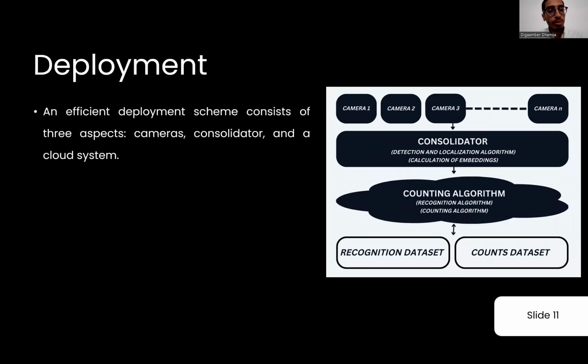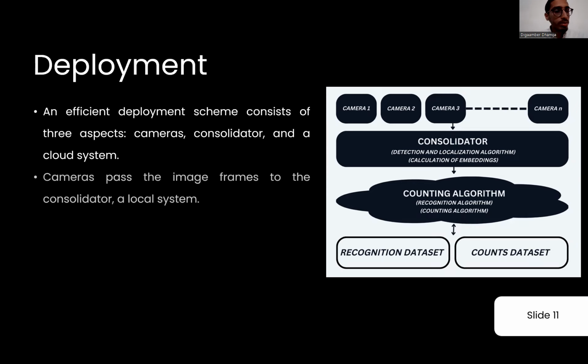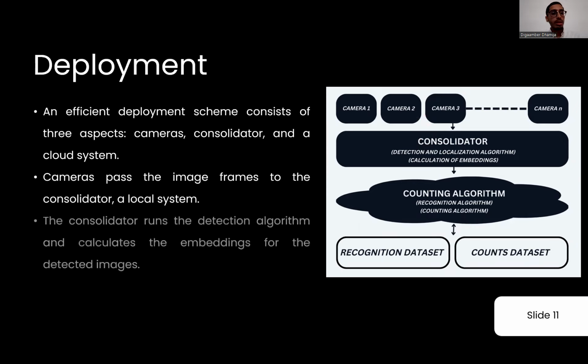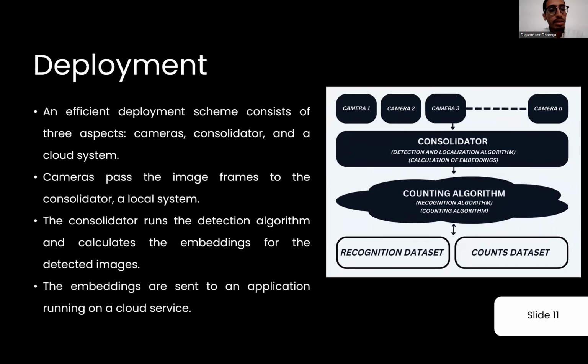An efficient deployment of the system is also proposed, which consists of three aspects: cameras, consolidator, and a cloud system. So the cameras pass the image frames to the consolidator, which is a local system. The consolidator runs the detection algorithm and calculates the embeddings for the detected faces. These embeddings are sent to the cloud, which records the counts of the individual and updates them in the dataset.